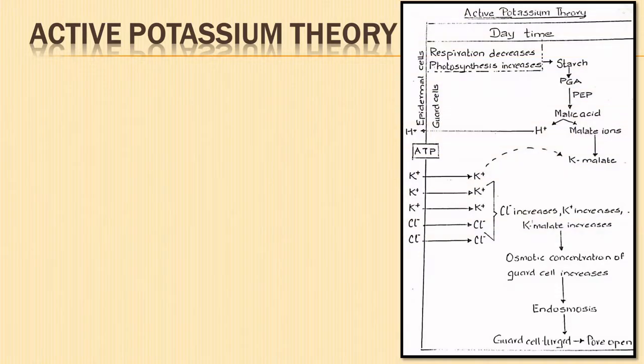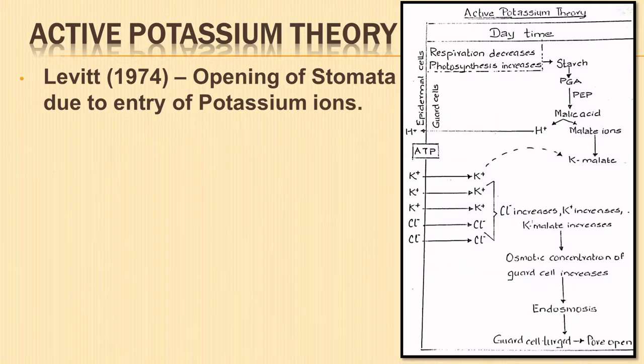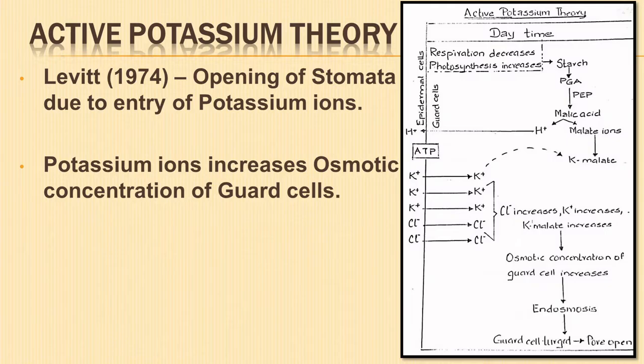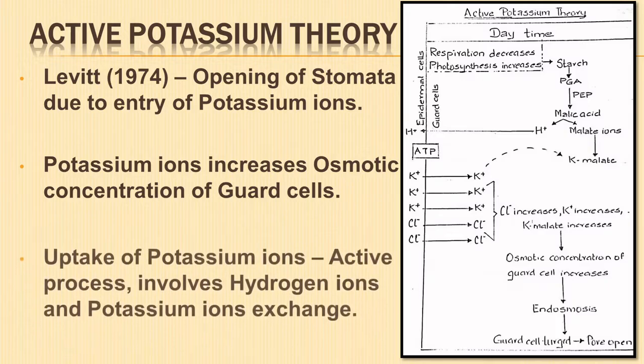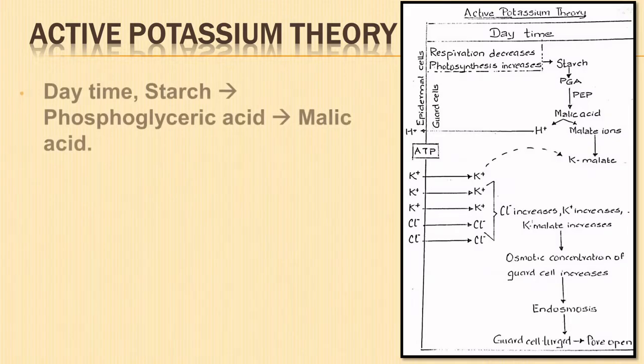Now, let us understand the active potassium theory. According to Leavitt 1974, opening of stomata is due to the entry of potassium ions into guard cells from surrounding subsidiary cells and epidermal cells, since it increases the osmotic concentration of guard cells. Uptake of potassium ions requires energy in the form of ATP, and it also involves hydrogen and potassium ions exchange.